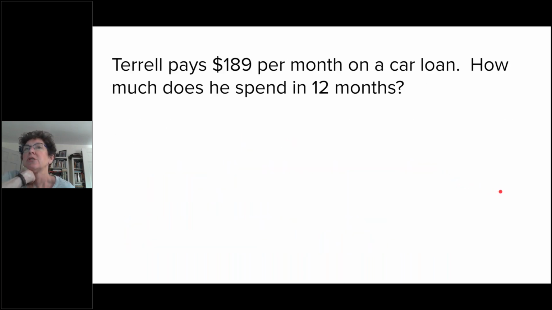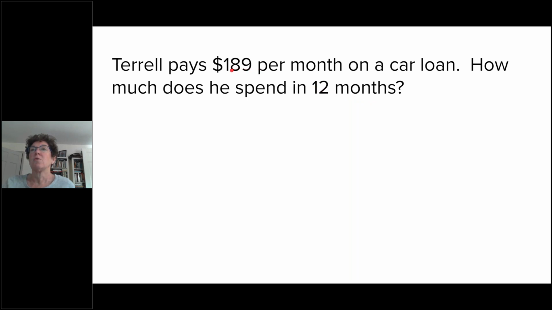It's another situation. Terrell pays $189 per month on a car loan. How much does he spend in 12 months? Well, I'm talking about equal size groups because it's $189 per month. That isn't changing. Every month it's the same thing. And we're being asked to consider 12 months. So those are all equal.